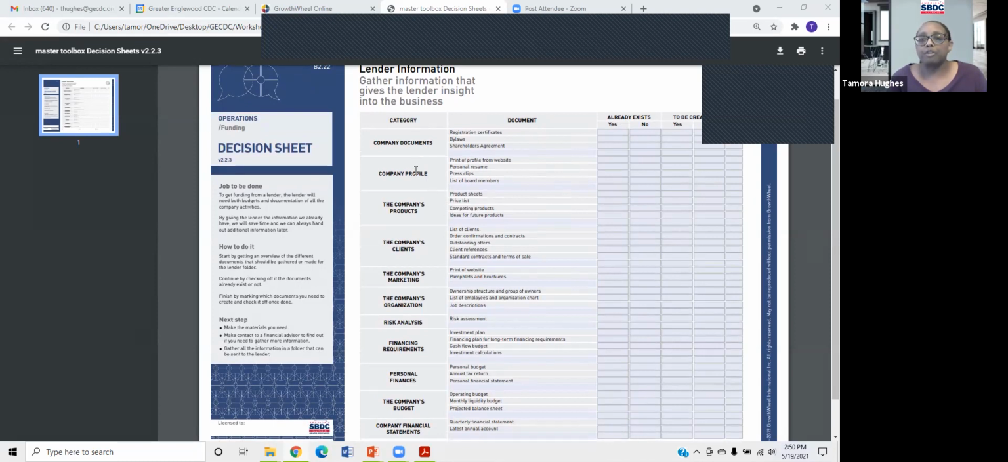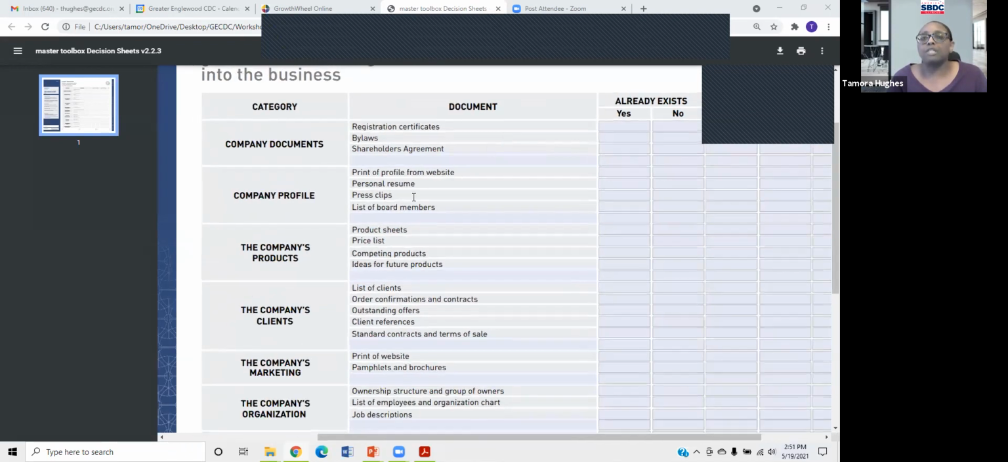These are the categories. So your company documents. I'm going to blow this up so you can see it. You may need your registration certificates. That could be that you're registered with the state, Secretary of State, and any other registrations with the federal government, such as a federal employee identification number, FEIN. You have a letter that shows what that number is. So these are the documents that you have in case you need them.